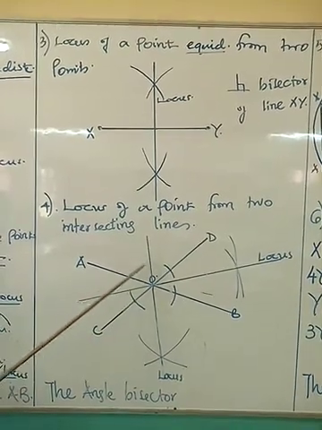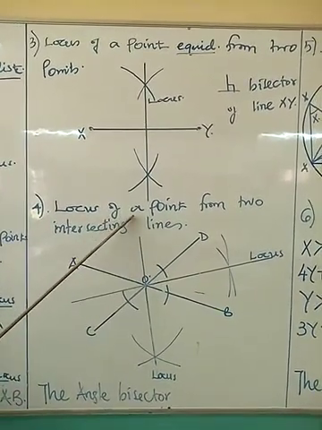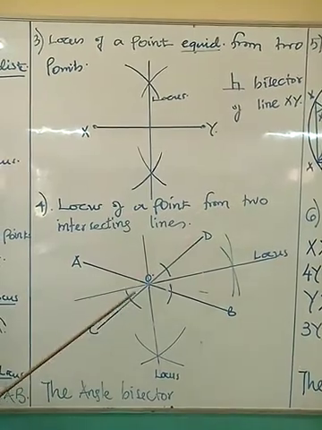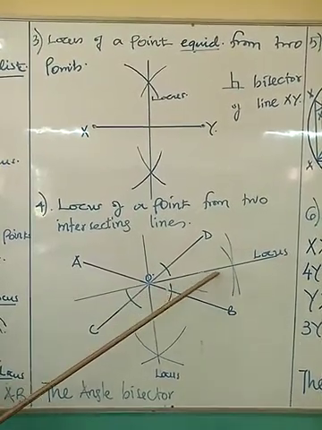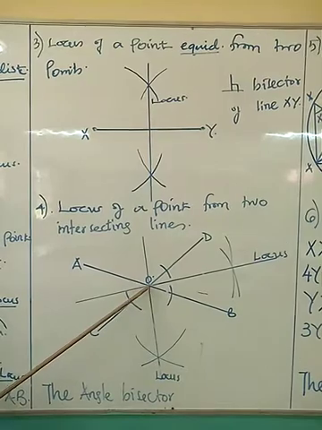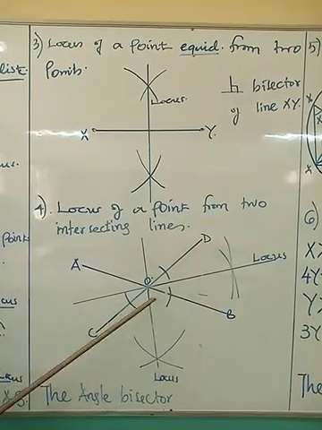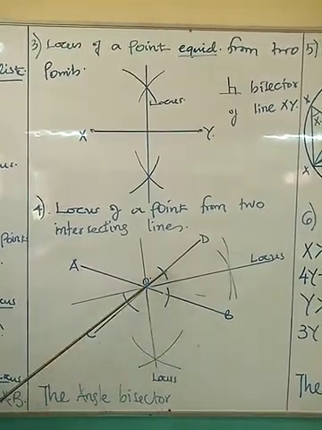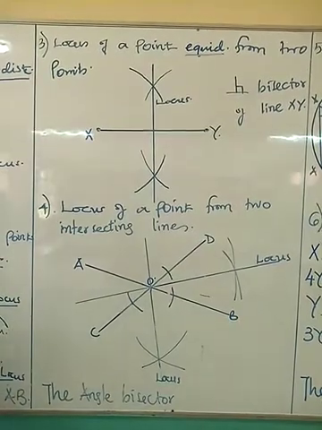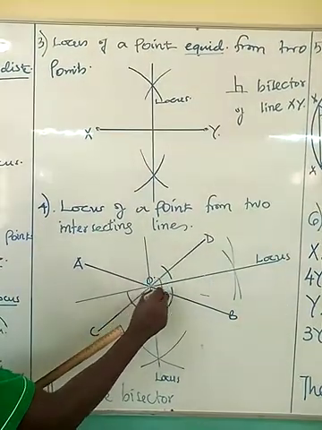So you want to get the path or the locus a particle will take such that the particle will remain the same distance away from line OD and OB. Then it is simply this angle bisector. There is an angle here. There's an angle here.